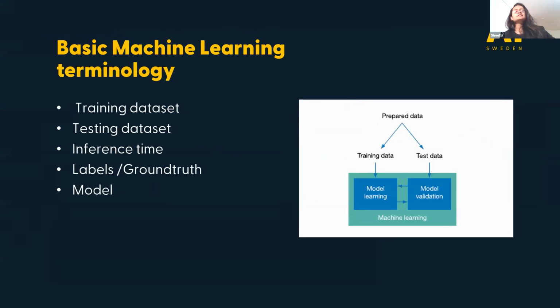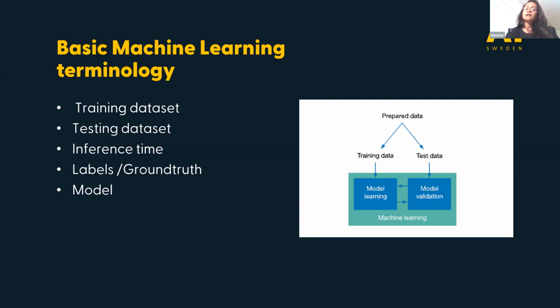Before that, let's dive into the basic machine learning terminology. You might have heard about these different terms. The process starts by us getting hold of a data set. So we get a data set, and then the first thing we need to do to train a model is split the data set into training data and testing data. The training data is used during the training phase, where you use the data to learn a model, and then you use the testing data to validate this model, to see whether it is performing well, or whether it is making some mistakes.